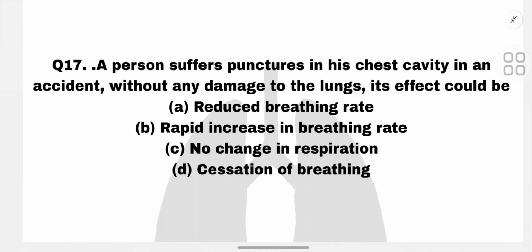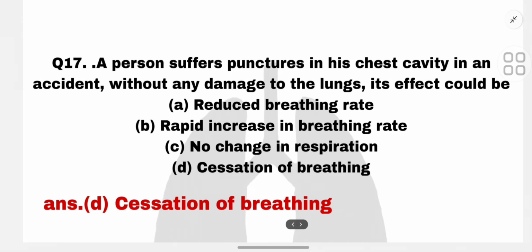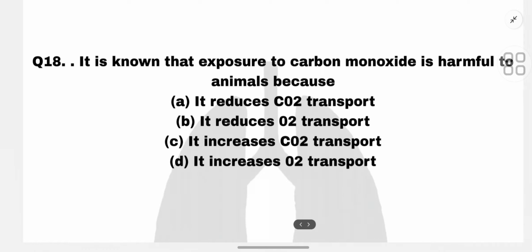So the next question is, a person suffers a puncture in his chest cavity in an accident without any damage to the lungs. Its effects could be A. Reduce in breathing rate. B. Rapid increase in breathing rate. C. No change in respiration. D. Cessation of breathing. So the correct answer is D. Cessation of breathing.